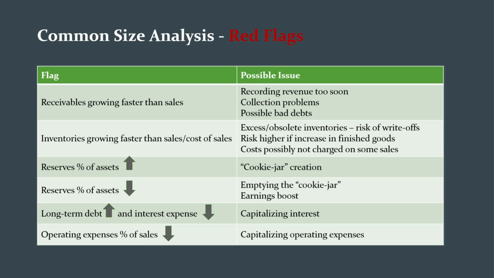So these are some of the red flags you can look for when doing common size analysis. Obviously, this is not an exhaustive list, and there are many other red flags that you look for when doing this type of analysis. And a red flag is a signal that something could be wrong. It could be that everything is fine, but you'd want to dig deeper into the financials if you see these flags and make sure that management's explanations for these changes actually make sense.